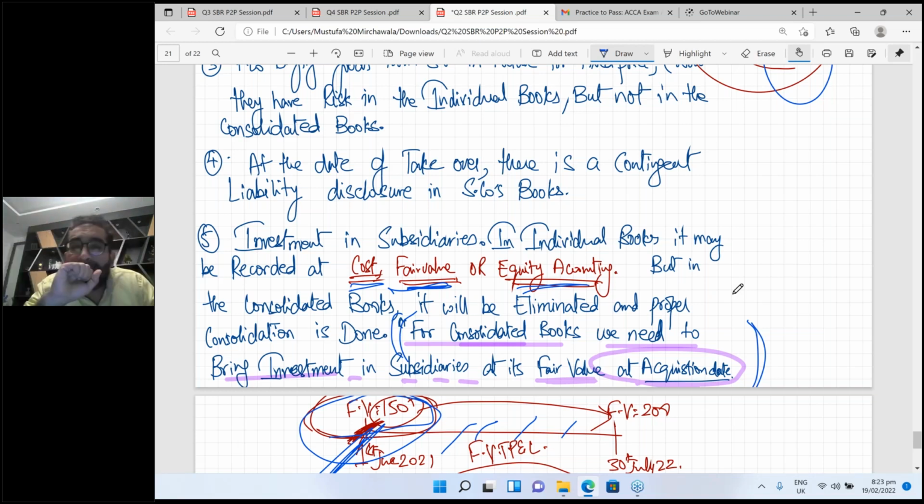This will be given to you ready made. But for the purpose of consolidation, IFRS 3 says that if there is any contingent liability in the books of S company at the date of takeover, you need to recognize it in the consolidated books, and this transaction will be treated as a fair value adjustment liability. Okay.